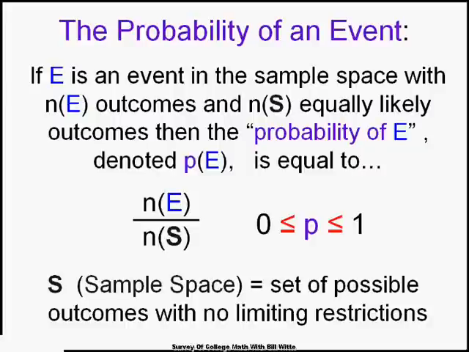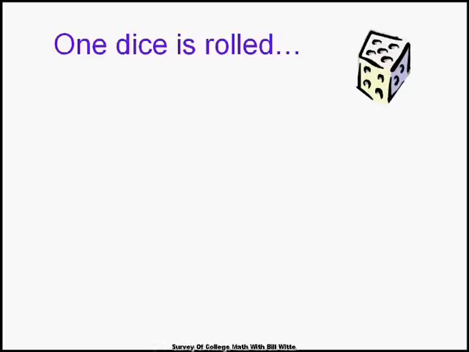Another thing we know about probabilities is they're always going to be somewhere between 0 and 1. The highest a probability can be, if we're positive it's going to happen, is 1. If we're positive it isn't going to happen, it's 0. But typically it's going to be somewhere between 0 and 1. Okay? Allow me to demonstrate.